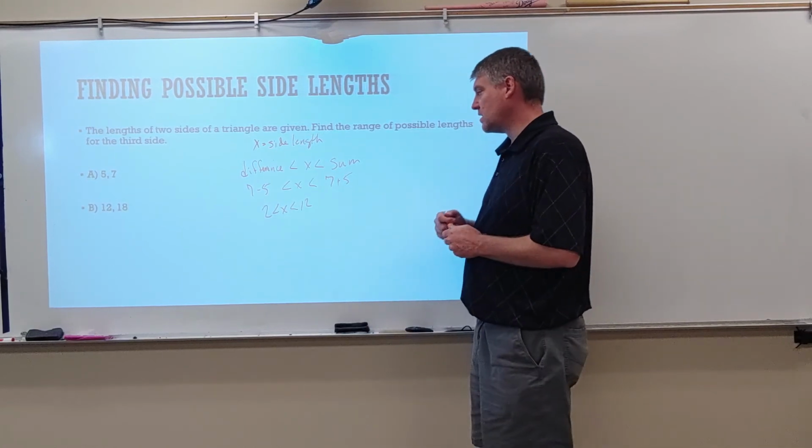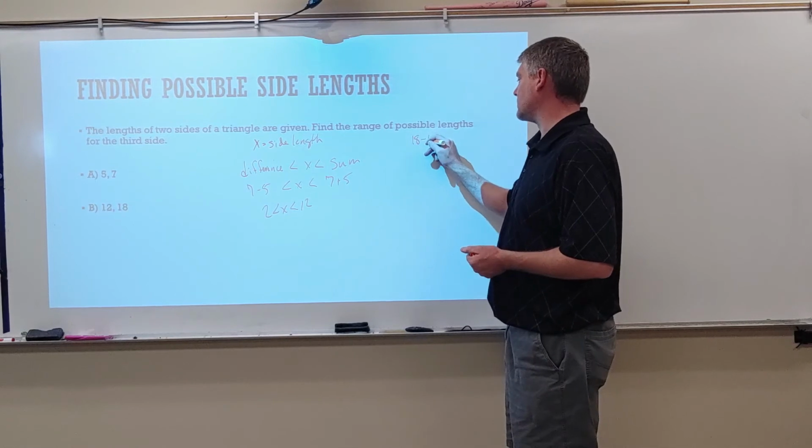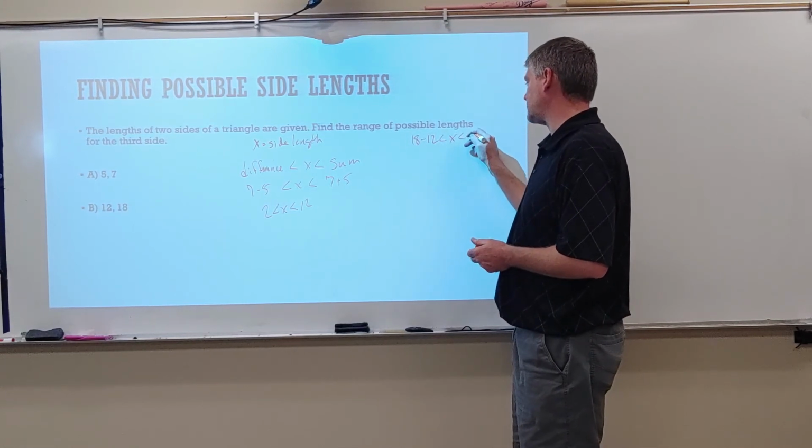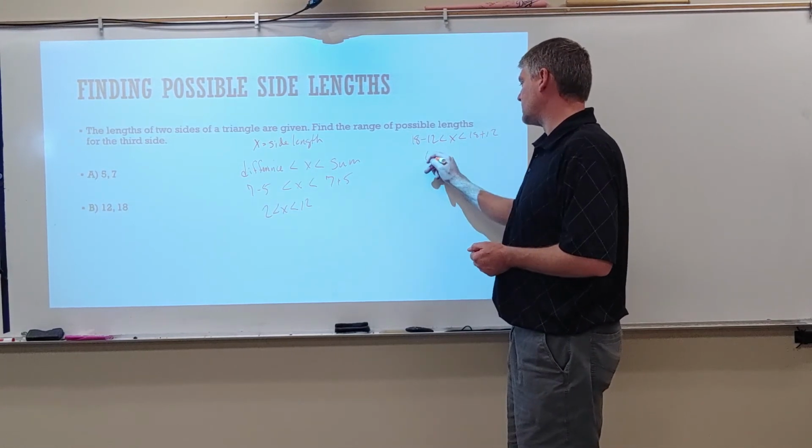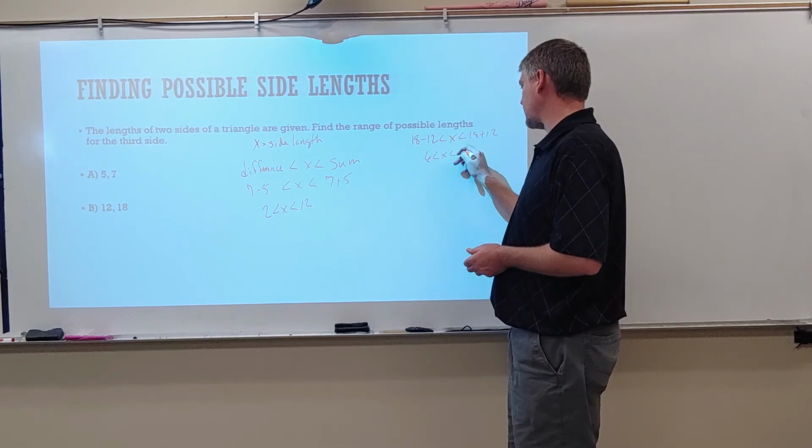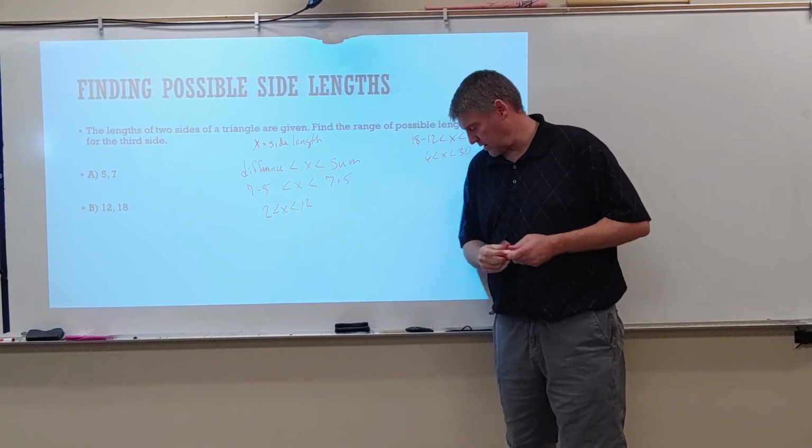Now with 12 and 18, I'm going to go 18 minus 12 is less than x is less than 18 plus 12. 6 is less than x is less than 30. Okay?